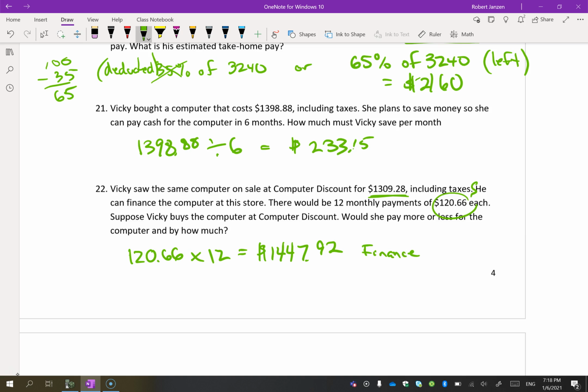Finance usually means you're paying some interest. You're paying some money for the place that you're buying it from to take its time to allow you to pay over a longer period of time. Okay, if you compare $1,447.92 to what the actual cost of the computer is, the financing costs you quite a bit more. Would you pay more or less for the computer, and by how much? Okay, so this would be how much more it would cost you if you took the financing deal.